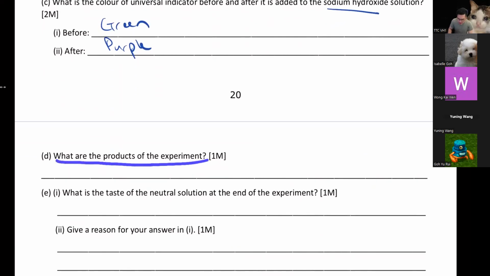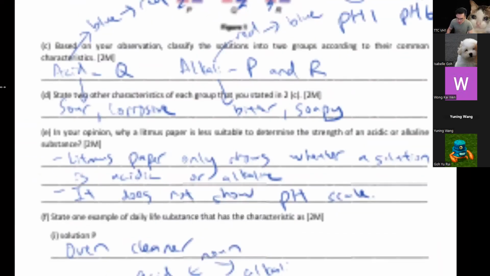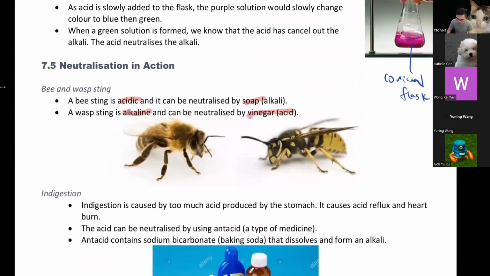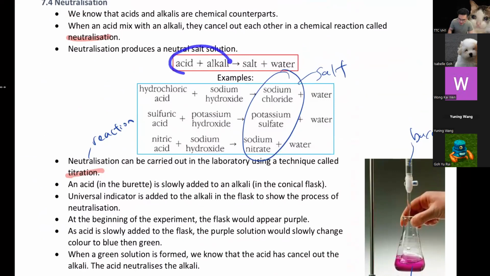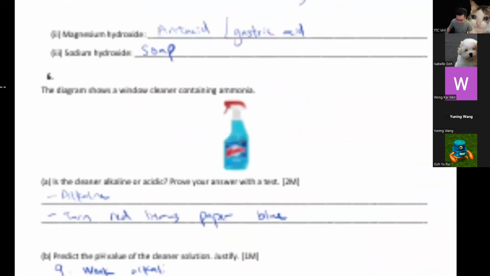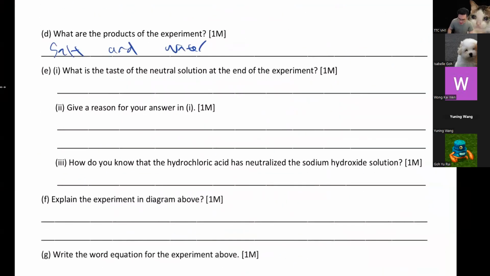So what are the products of the experiment? You will get salt and water. Remember, I mentioned this last week. When you do neutralization, when you add acid and alkaline, you will get salt and water. That means when you brush your teeth, your dirty teeth is acid, your toothpaste is alkaline. So after you brush your teeth, inside your mouth will have salt and water. I mean, you can't taste anything because it's very little. So what is the taste of the neutral solution at the end of the experiment?